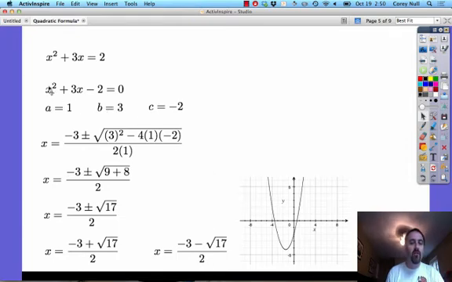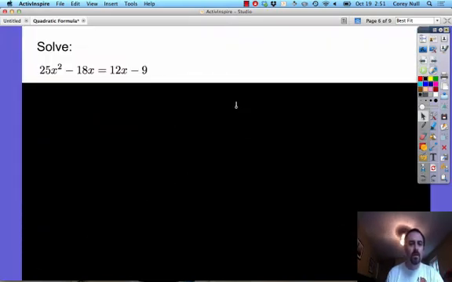And you'll notice the graph of x squared plus 3x minus 2 is given right here. You'll notice it hits the x-axis once here. Okay, that's the negative 3 minus root 17 over 2. And it hits the x-axis here. That's the negative 3 plus root 17 over 2. So it has two places where it hits the x-axis. We have two solutions.